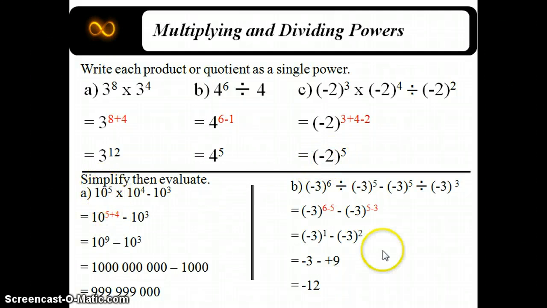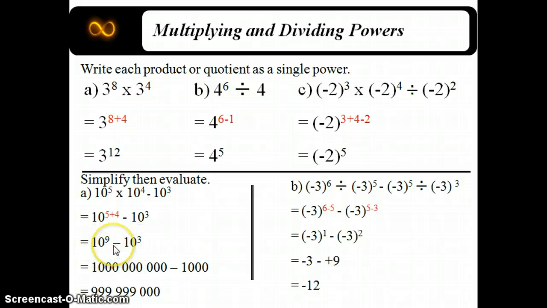Last question, and we'll look at second last question. 10 to the power of 5 times 10 to the power of 4 minus 10 to the power of 3. Again, subtraction. There are no rules for adding and subtracting. We're going to have to go standard form here, which you'll see down here. But there's a rule here because I'm multiplying. So when I'm multiplying and the bases are the same, add the exponents. So you get 10 to the power of 9 minus 10 to the power of 3.